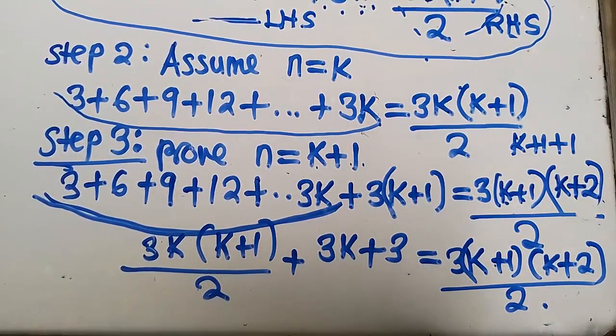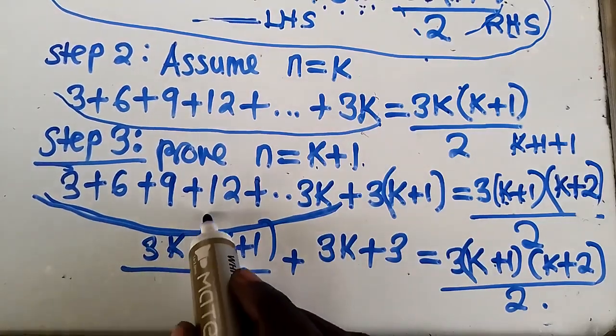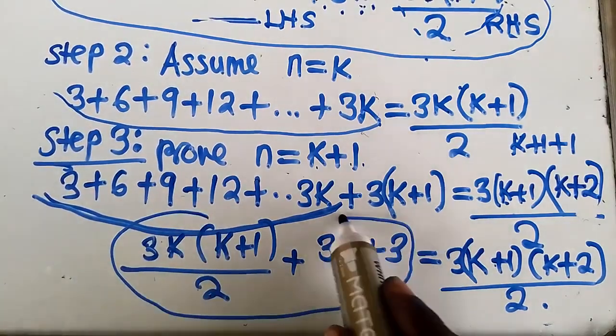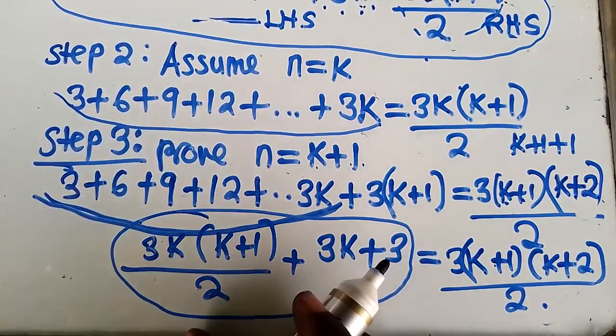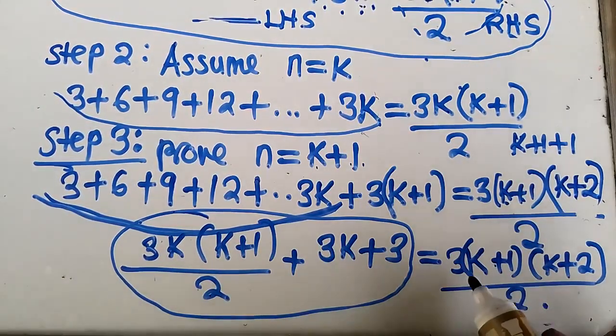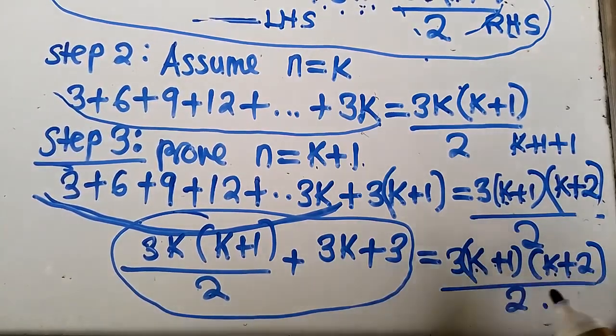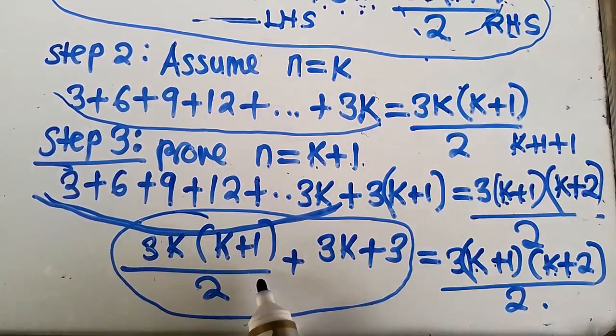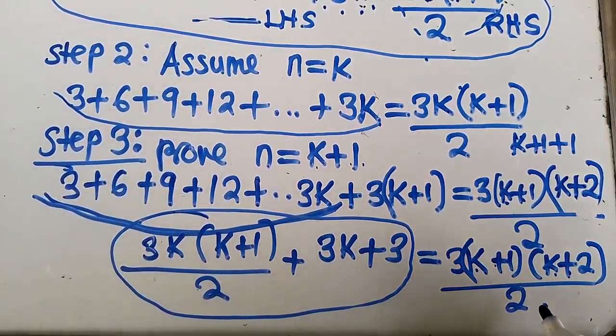So what I need to do, I'm going to get this thing on my left hand side. So I'm going to write this. Then I make sure that it looks exactly like this. Have you seen this answer? This is 3 open bracket k plus 1 open k plus 2 then over 2. So I'm going to get this thing now on my left hand side. So I'm going to write this thing there on top so that I make sure that it looks exactly like this.